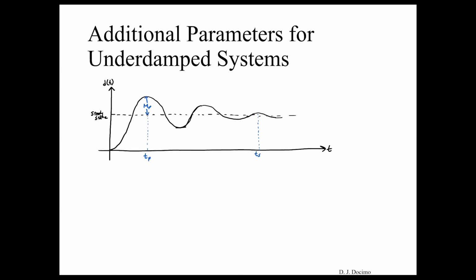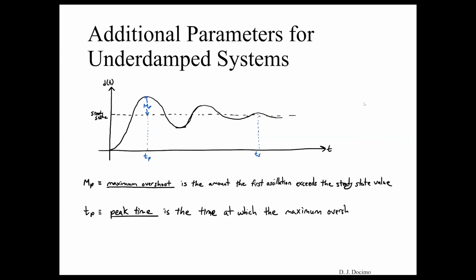If you put in some sort of input into it, maybe a constant input into the system, we can see that it looks like a sine wave, but it's decaying over time, reaching its steady state value. So we have three different variables here. Mp is the maximum overshoot. That is the amount the first oscillation exceeds the steady state value by. So it's this distance right here. It's that value. Tp is the peak time. That's the time at which the maximum overshoot occurs.